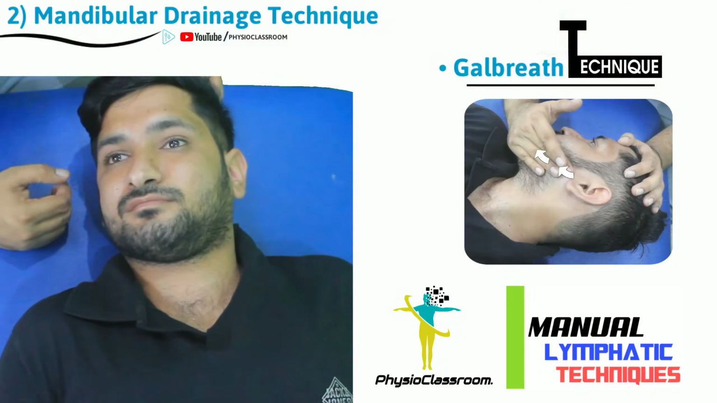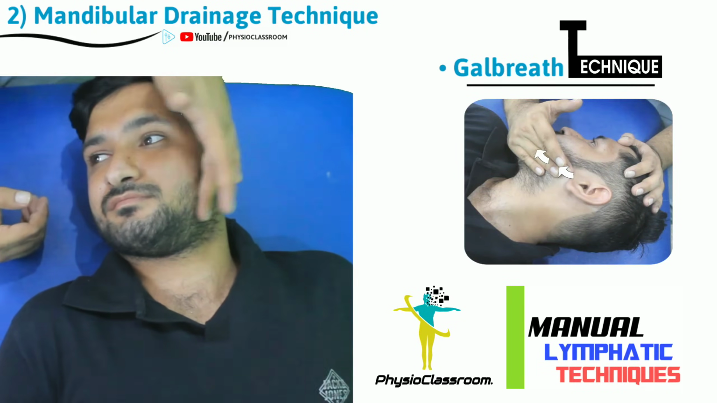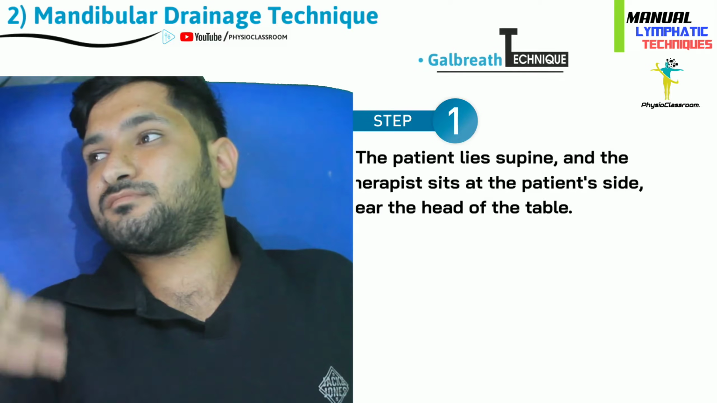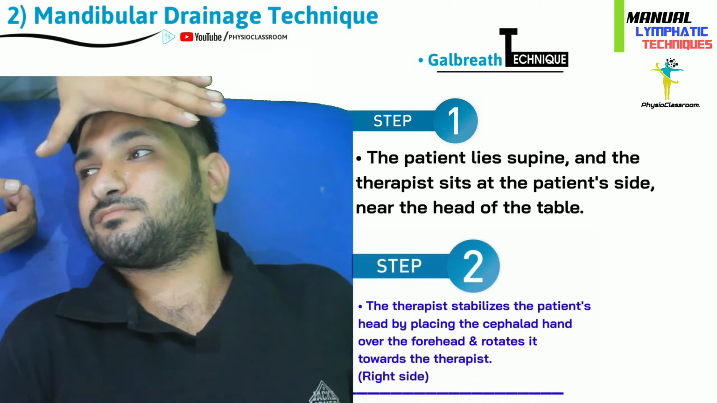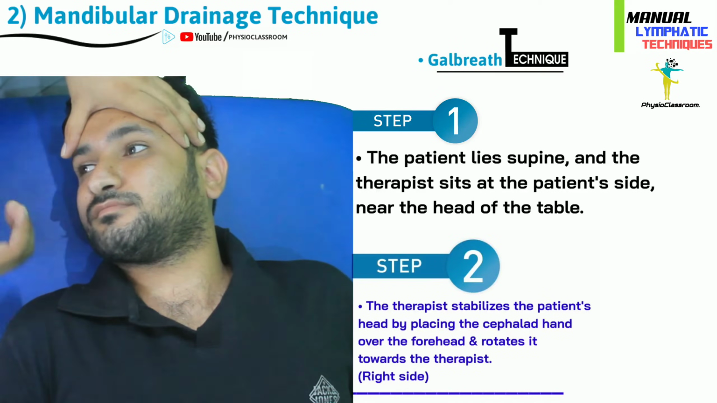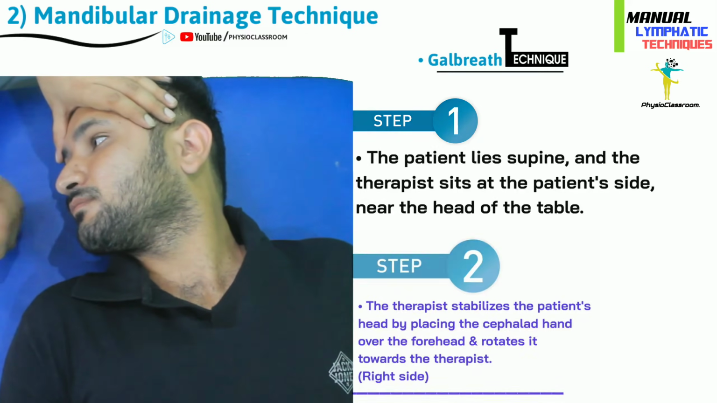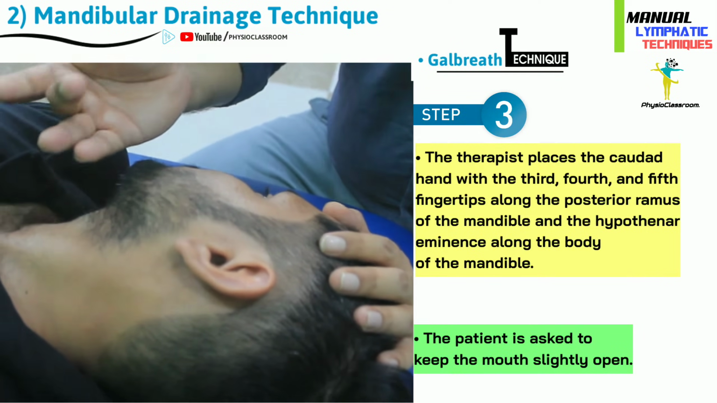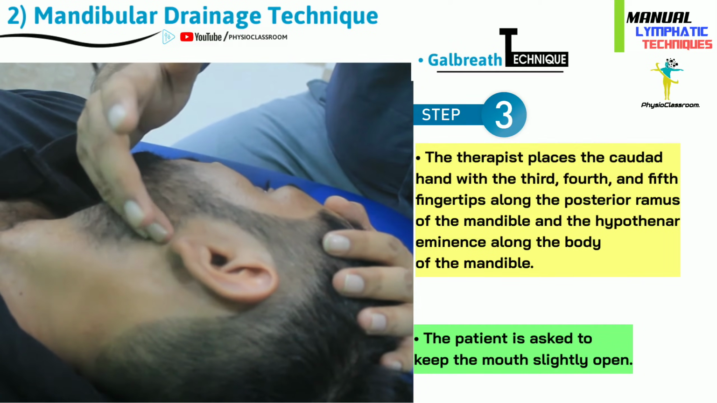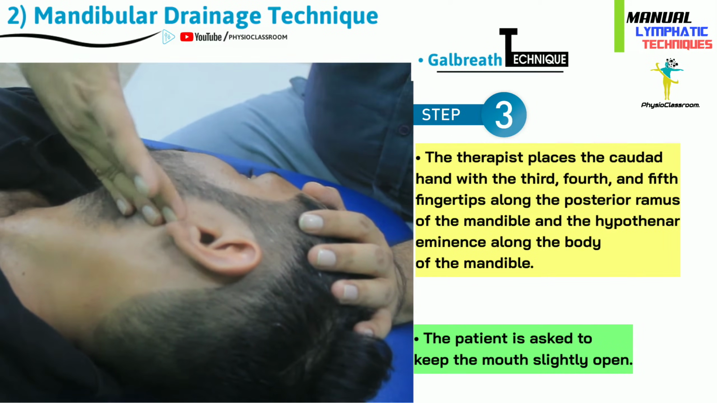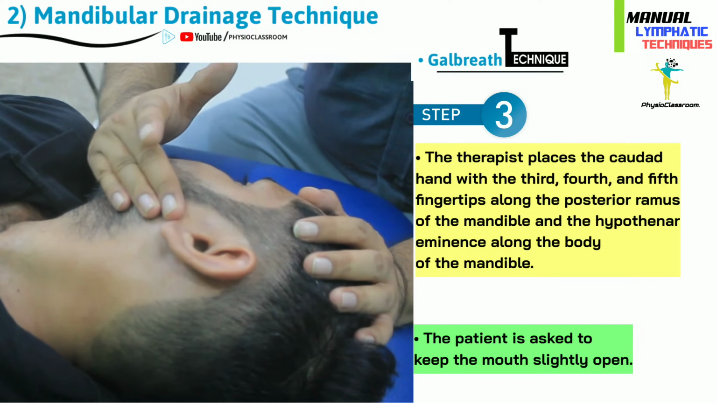Now the second lymphatic treatment technique that we are going to demonstrate is known as the mandibular drainage technique. For this also, the patient position remains supine lying and the cephalad hand of the therapist again stabilizes the forehead of the patient, and the side that needs to be treated is turned towards the therapist. Now from here, the fingertips of the middle, ring and little finger come in contact with the posterior part of the ramus of the mandible, and the hypothenar eminence comes in contact with the body of the mandible.